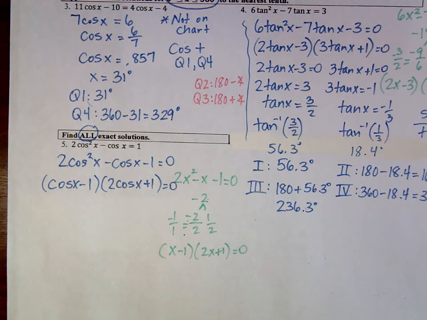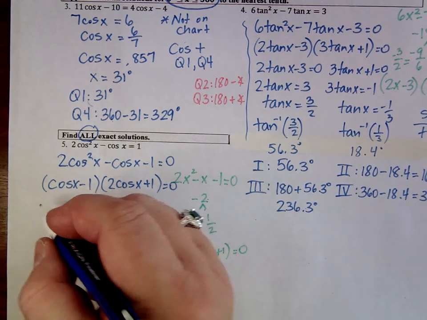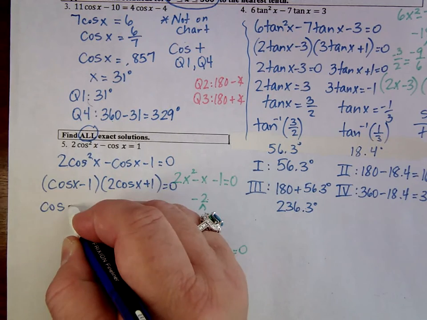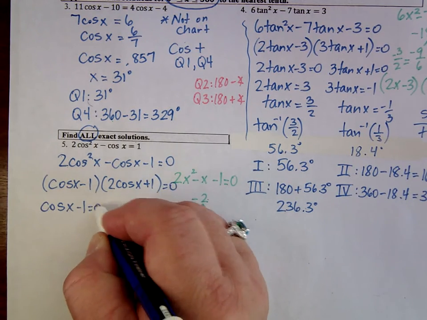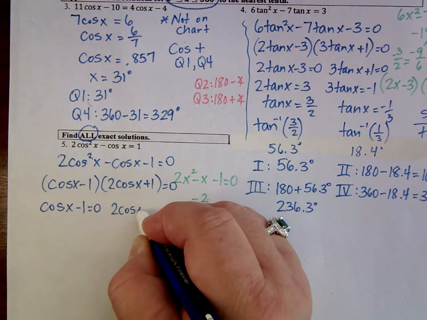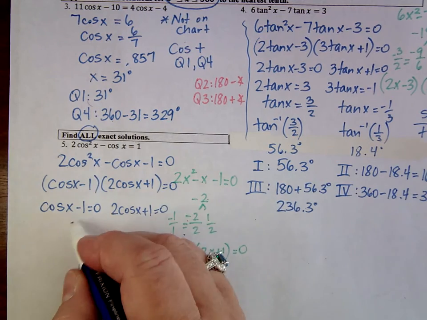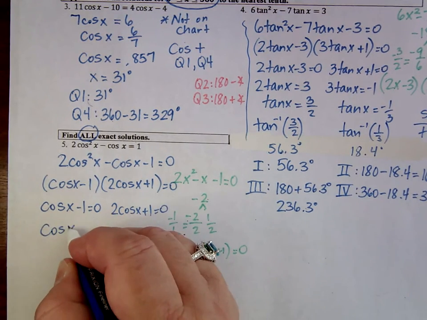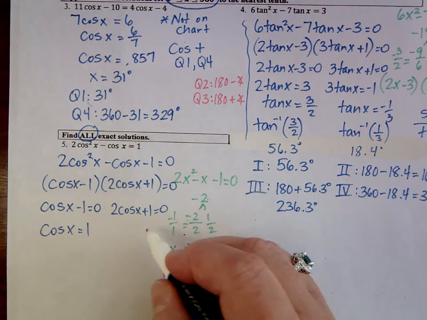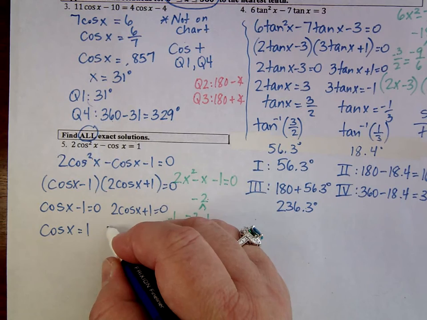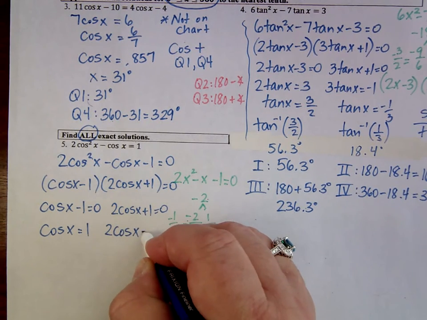I'm going to take these factors, set them each equal to 0, and solve them for the trig function. Cosine x minus 1 equals 0. 2 cosine of x plus 1 equals 0. Swing the 1 to the other side. Cool, it's solved. Swing the 1 to the other side. Divide by 2.